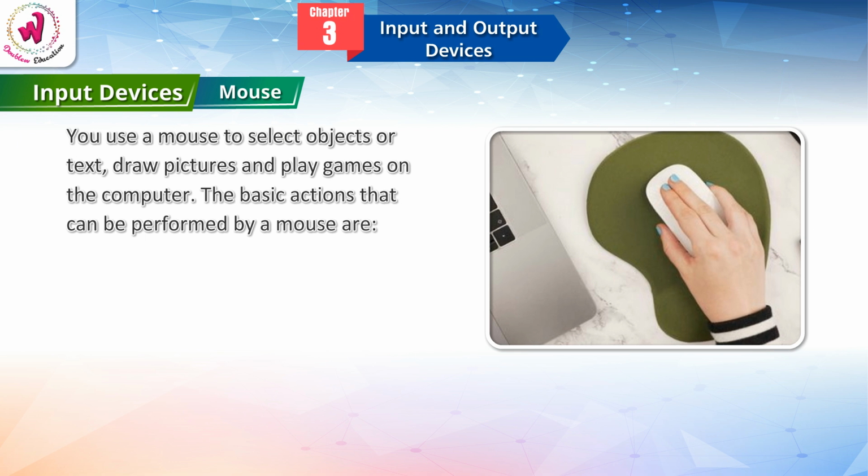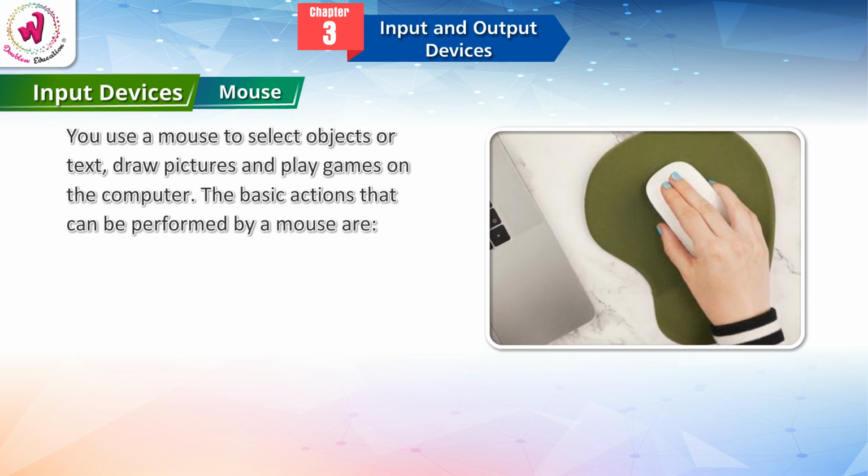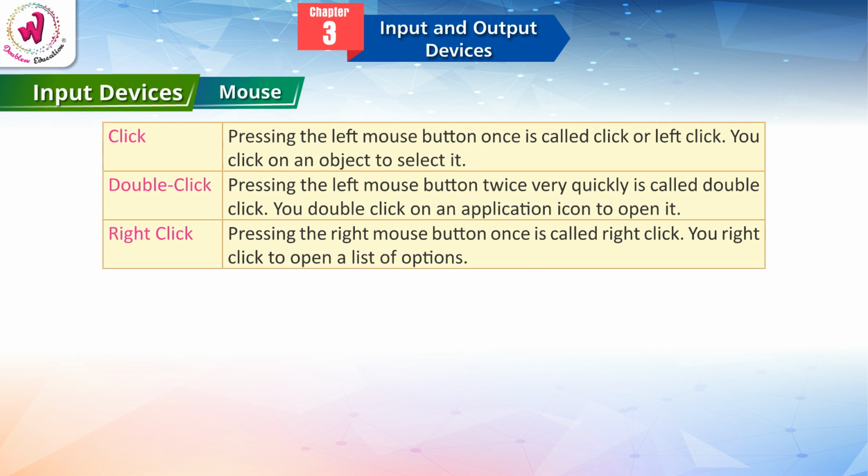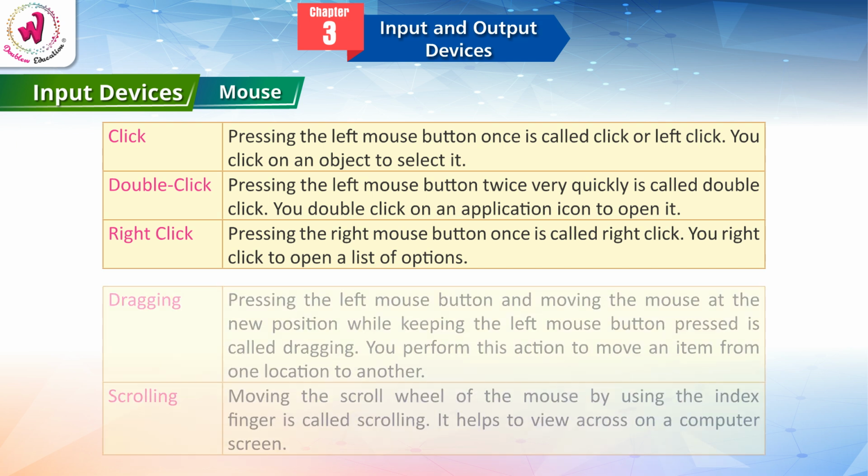The basic actions that can be performed by a mouse are: click. Pressing the left mouse button once is called click or left click. You click on an object to select it. Double click. Pressing the left mouse button twice very quickly is called double click. You double click on an application icon to open it. Right click. Pressing the right mouse button once is called right click. You right click to open a list of options.